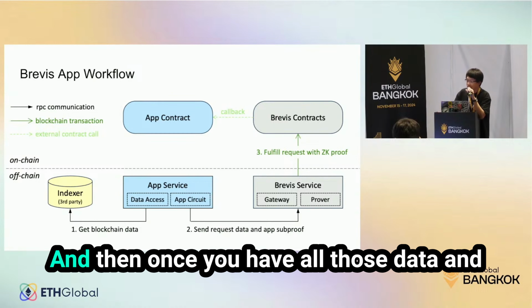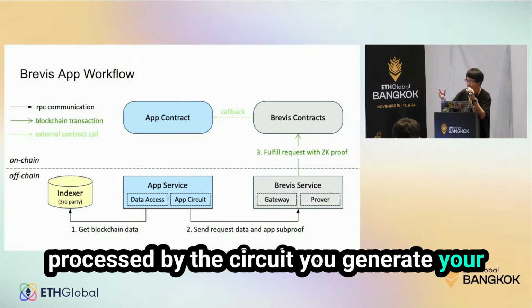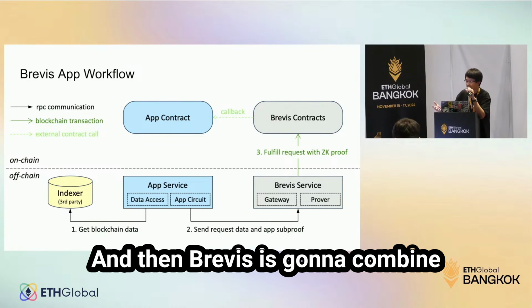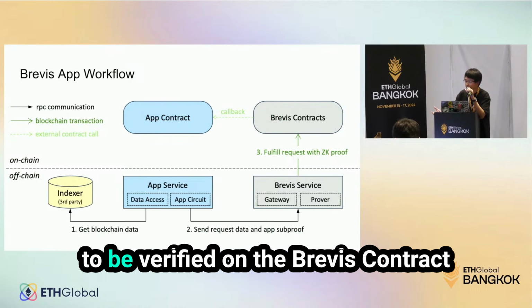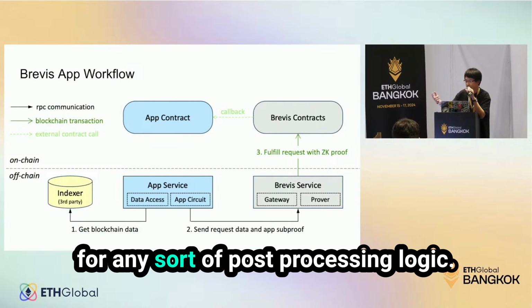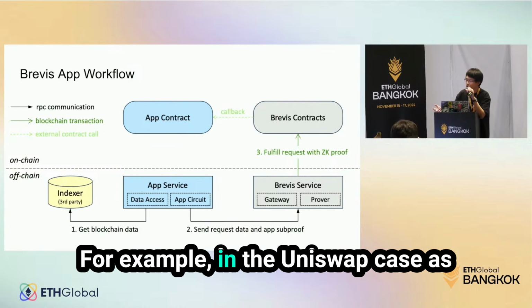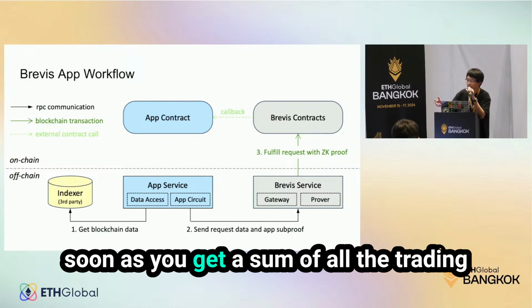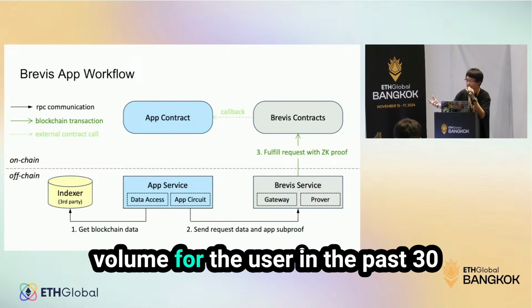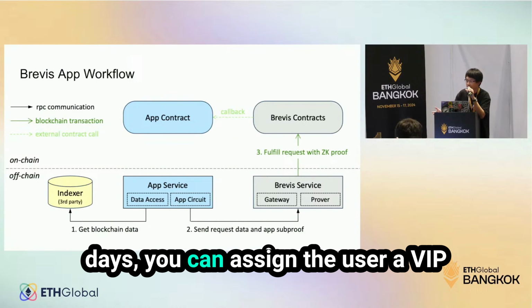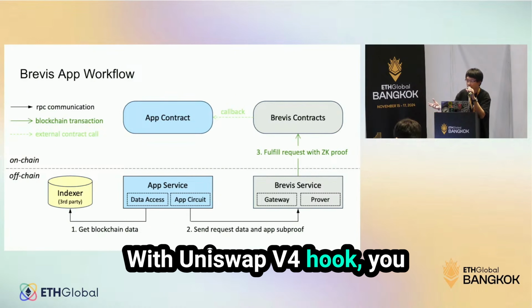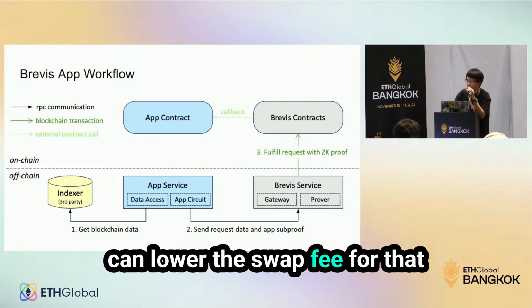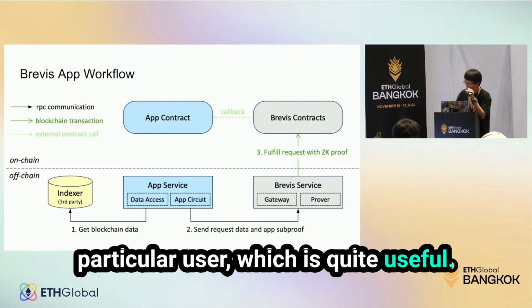And then once you have all those data processed by the circuit, you generate your part of the proofs, and then you send all those, and then Brevis is going to combine to generate the final ZK proof to be verified on the Brevis contract for any sort of post-processing logic. For example, in the Uniswap case, as soon as you get a sum of all the trading volume for the user in the past 30 days, you can assign the user a VIP status based on their trading volume. With Uniswap v4 hook, you can lower the swap fee for that particular user, which is quite useful.